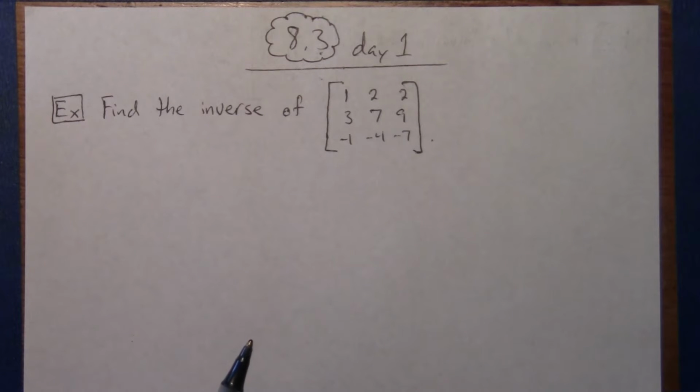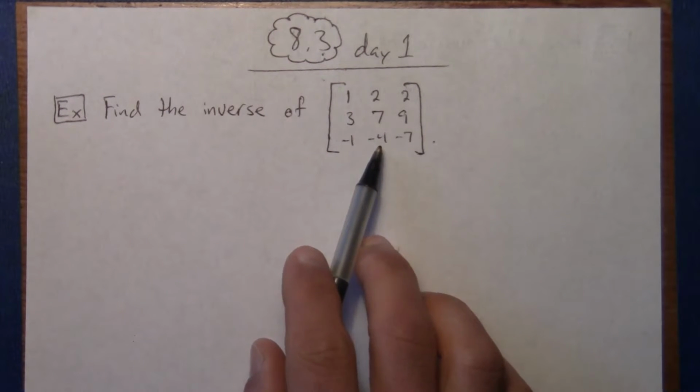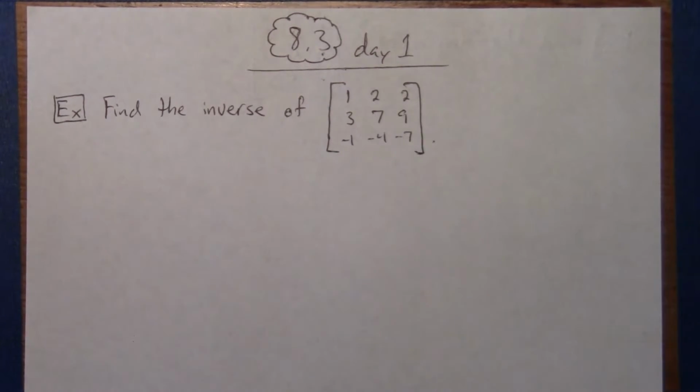Okay, 8.3, day 1 for homework help. Take a look at 3 problems. Going to do 2 problems where they ask us just to find the inverse of a square matrix. Remember, if you're not given a square matrix, there would be no inverse.